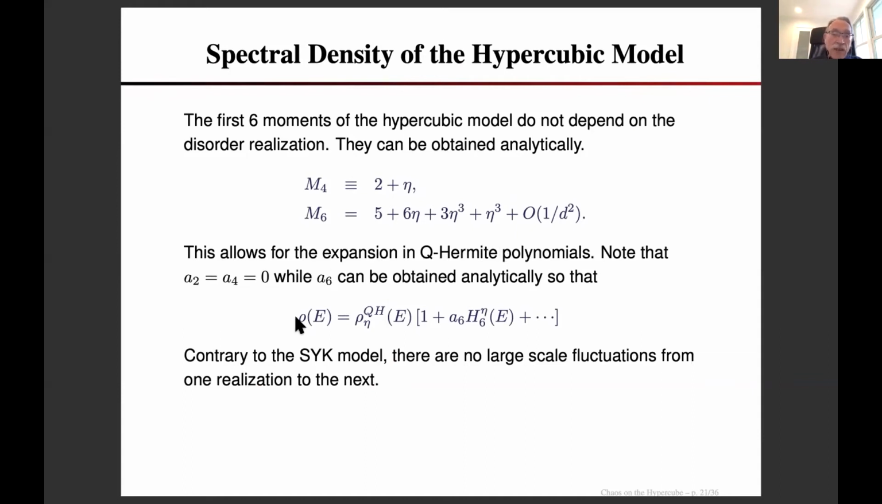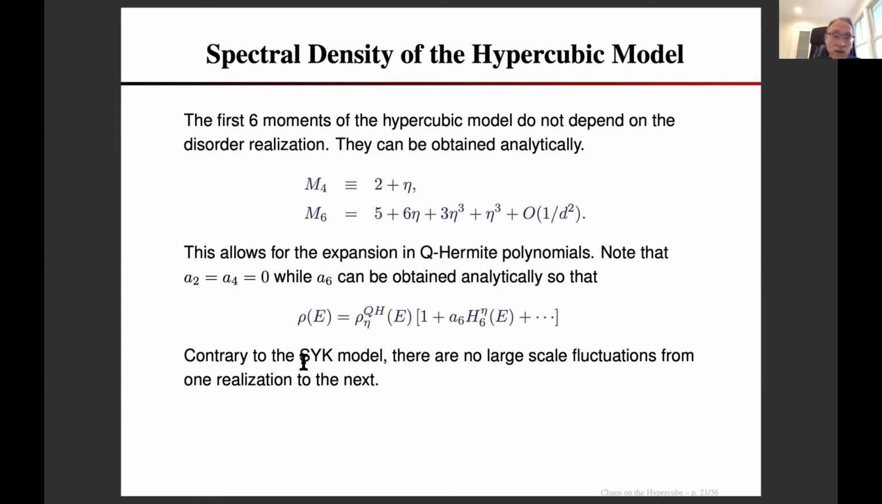And if you then expand the density in Q-Hermite polynomials, the A2 and A4 terms are equal to 0. There's an A6 term which can be calculated analytically. There are in principle higher order terms from the higher order corrections. You can calculate them by fitting. They are very small. And there's an important difference with the SYK model.